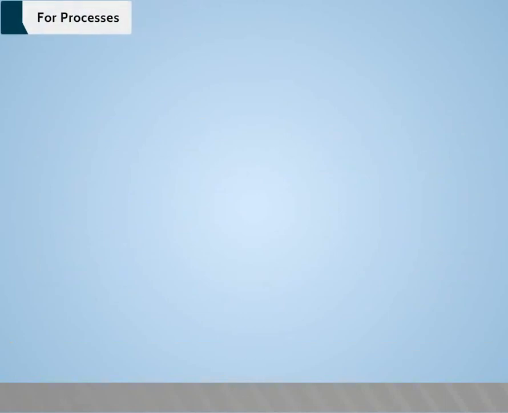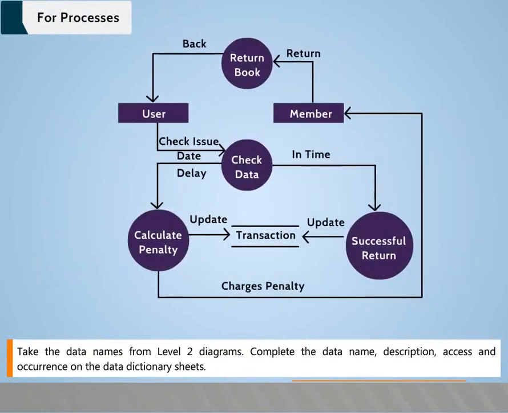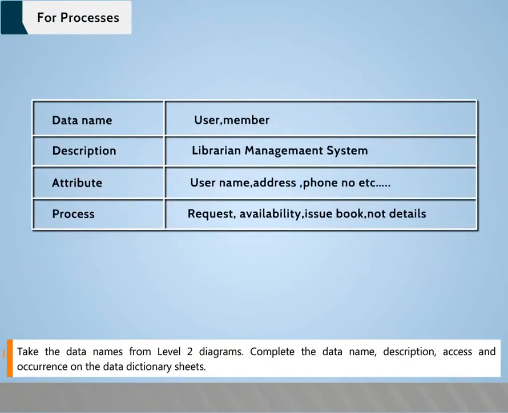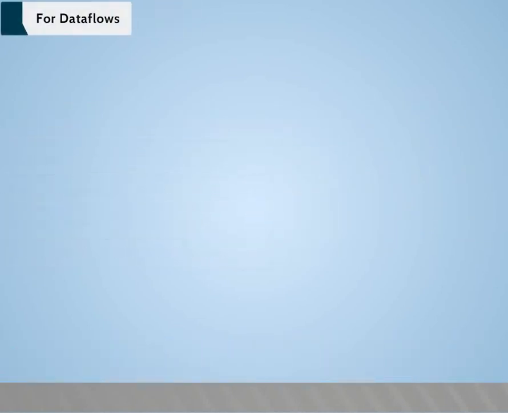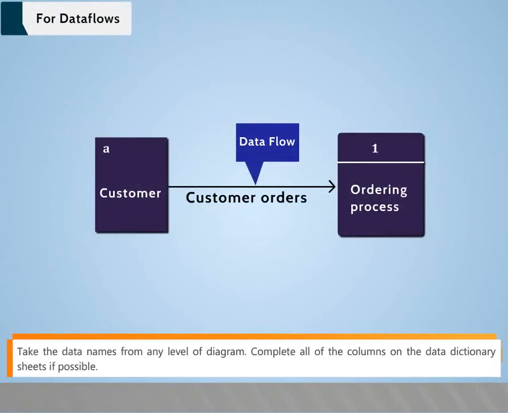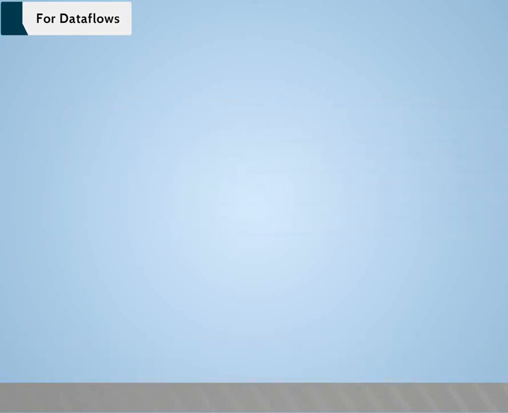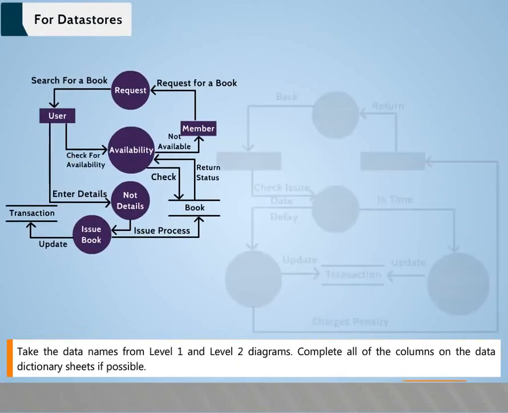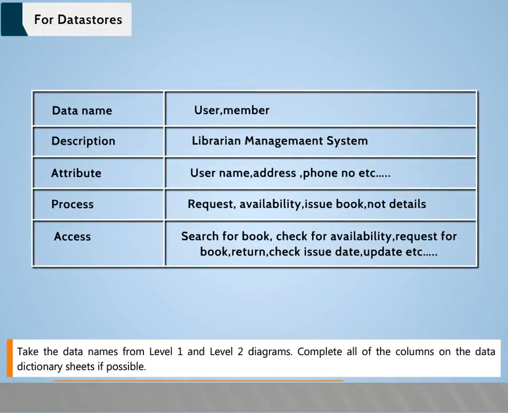For processes, take the data names from level 2 diagrams, complete the data name, description, access and occurrence on the data dictionary sheets. For data flows, take the data names from any level of diagram, complete all of the columns of the data dictionary sheets if possible. For data stores, take the data names from level 1 and level 2 diagrams, complete all of the columns on the data dictionary sheets if possible.